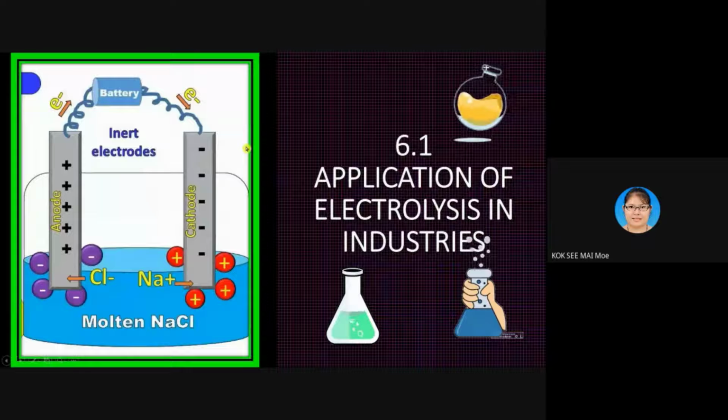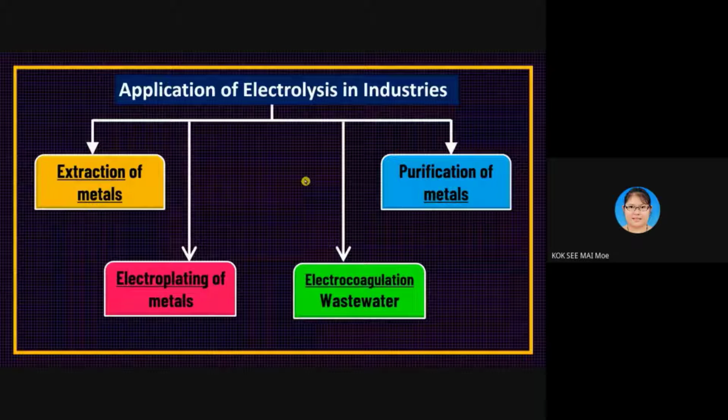Okay, so 6.1 is analyzing electrolysis in the industry. We're going to see how many parts of electrolysis we can separate. We can separate it into 4 parts: extraction of the metal, electroplating, purification, and electrocoagulation for the wastewater. So the first three are related to metal, and the last one is for wastewater. We go through them one by one, starting with extraction of the metal.